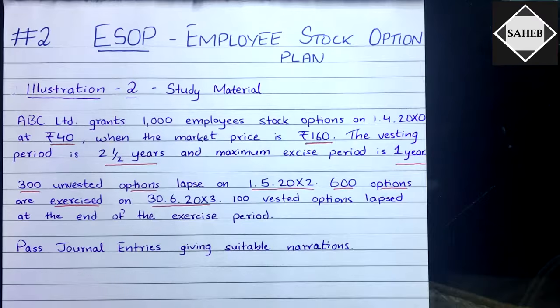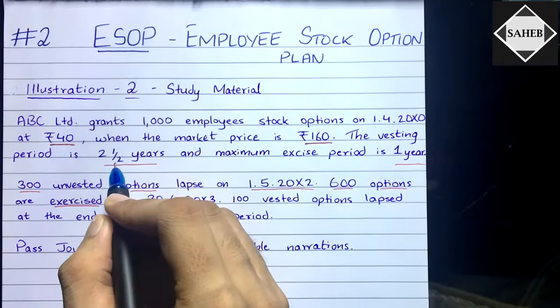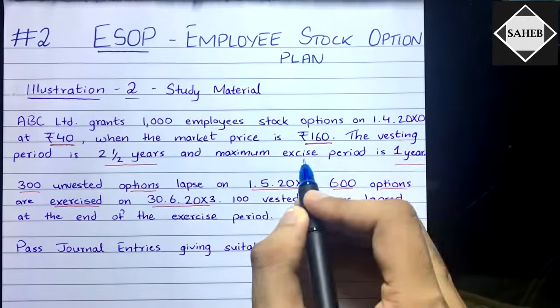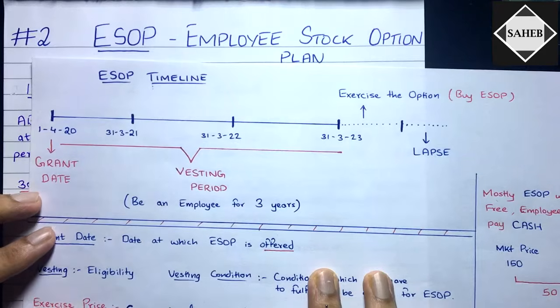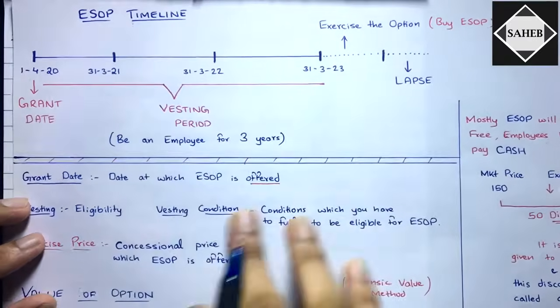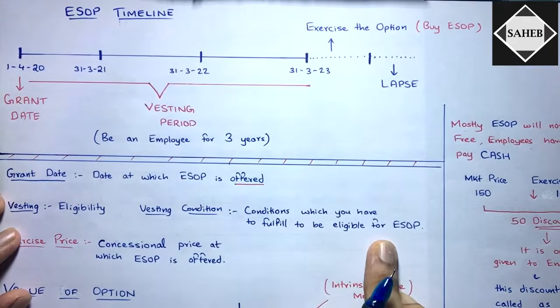Then what they are saying: the vesting period is 2.5 years, and the maximum exercise period is 1 year. Now what is the vesting period? The vesting period is the eligibility period. The employees have to satisfy the vesting condition, the condition which you have to fulfill to be eligible for ESOP.